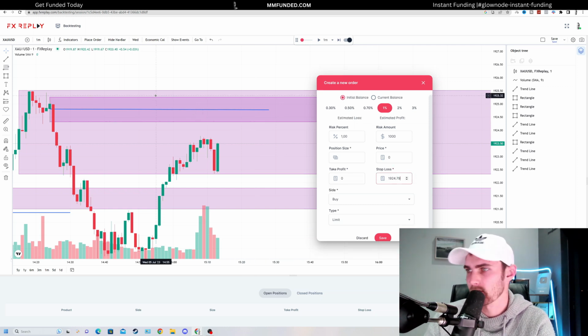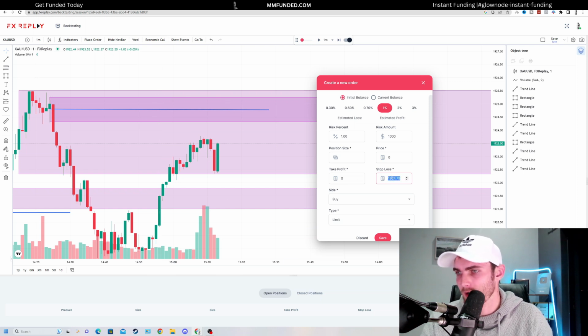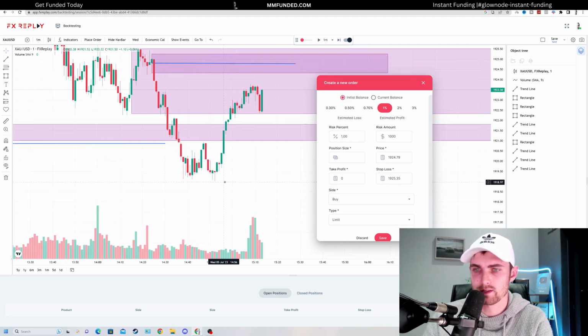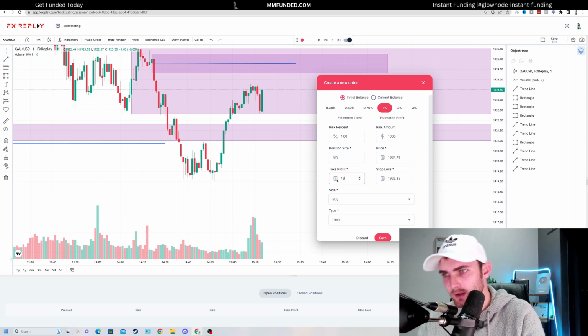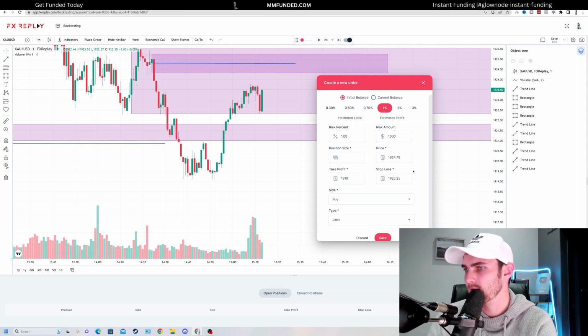So we can go and set that limit on the equilibrium at 1924.79. Stop loss just above the zone in this case because I'm going to risk less on this trade and I want as tight a risk to reward as possible. So this will be 1925.35, and for our take profit, we're just going to target this internal 15-minute low at 1919. So again, this is a 1 to 6 risk to reward.